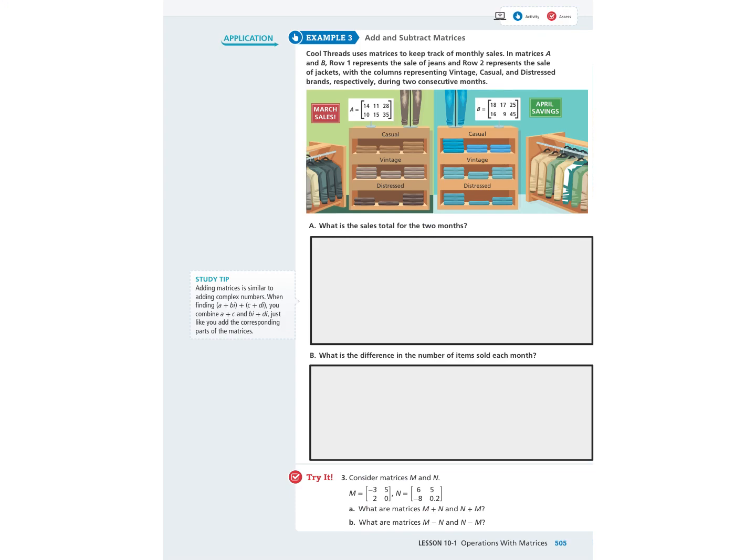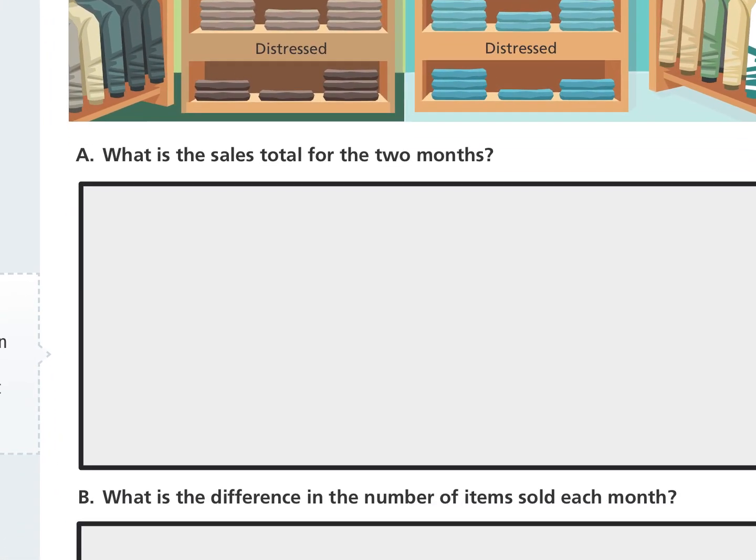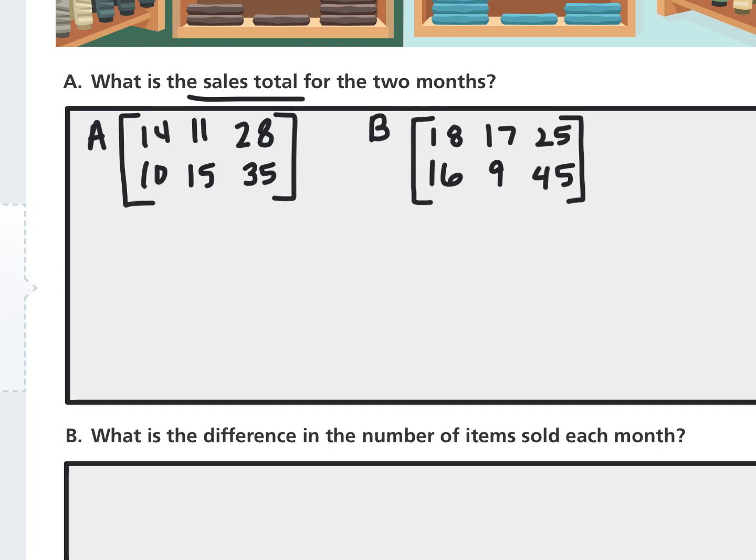So the first thing says, what is the total sales for the two months? All right, so to find the total, we can add these two things together, and that can simply be written as A plus B. Now remember that these numbers actually represent something. They're not just numbers sitting there. So in this example, I think it's jeans and jackets, and then there's different styles, vintage, casual, and distressed. So it's important that we keep the values in the same places so that we're adding corresponding things.